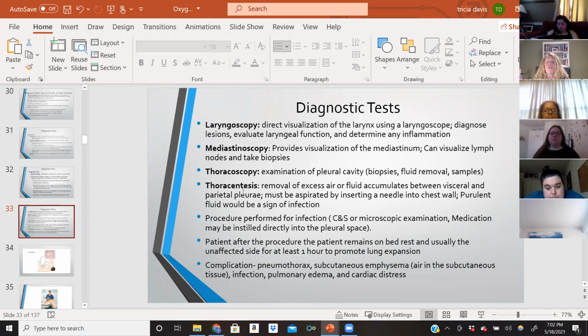Complications can be a pneumothorax, which is where your lung collapses. You can have a subcutaneous emphysema, which is where air accumulates in that subcutaneous tissue. You could develop an infection. You could develop pulmonary edema. And then because of the swelling or the fluid that accumulates, you could have cardiac distress.